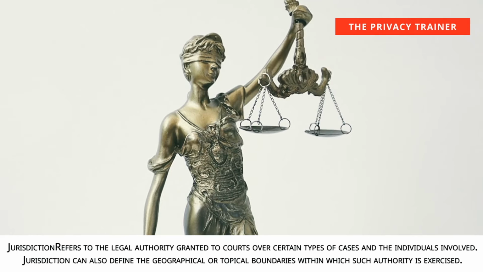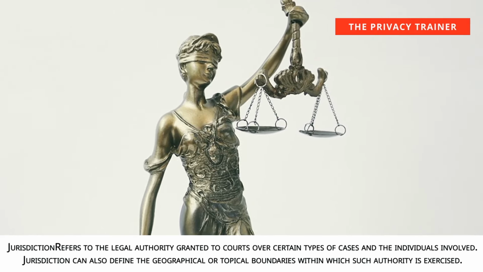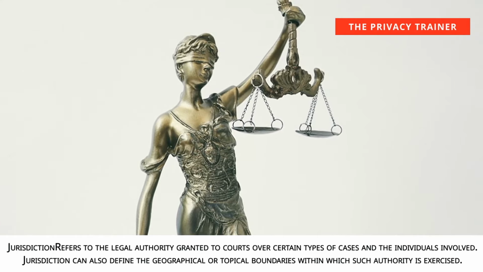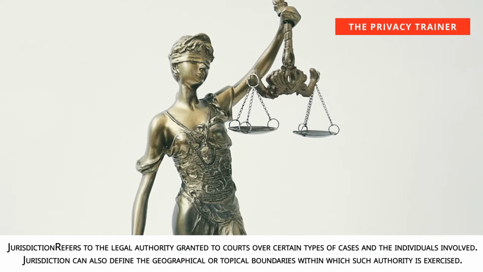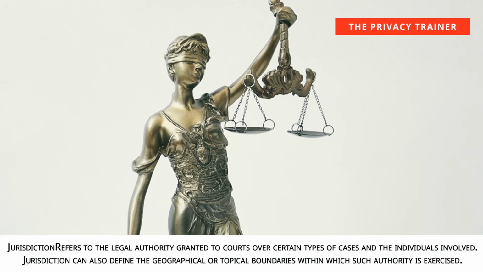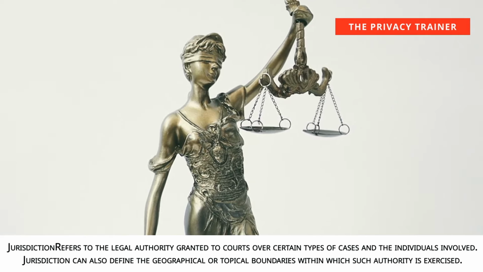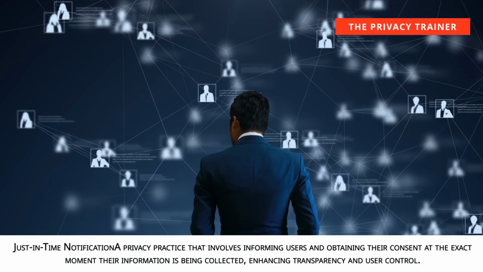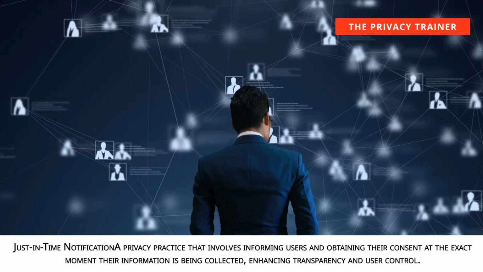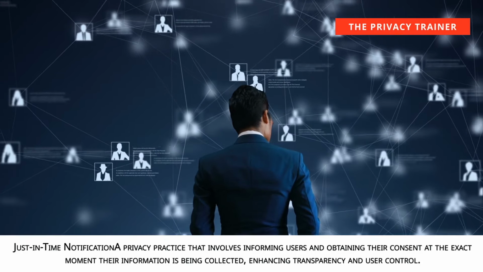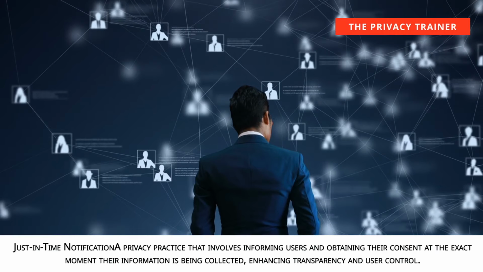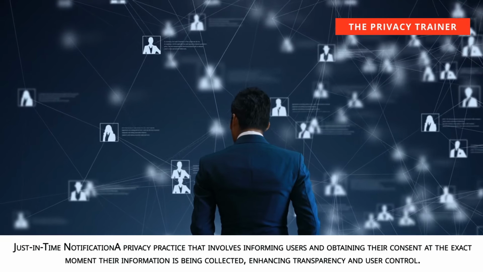Jurisdiction refers to the legal authority granted to courts over certain types of cases and the individuals involved. Jurisdiction can also define the geographical or topical boundaries within which such authority is exercised. Just-in-time notification, a privacy practice that involves informing users and obtaining their consent at the exact moment their information is being collected, enhancing transparency and user control.